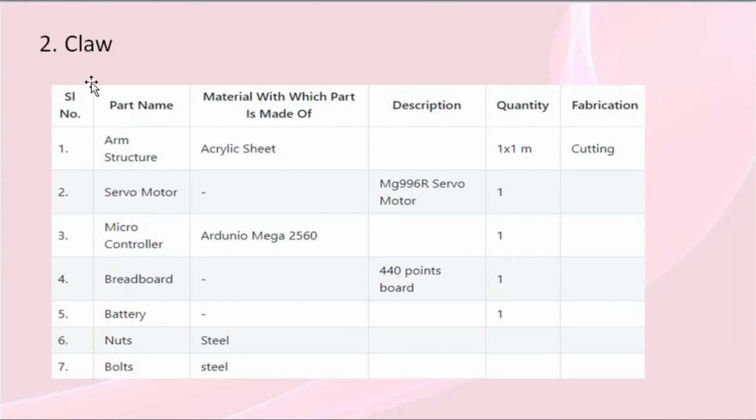Bill of materials for the claw. Parts are arm structure, servo motor, microcontroller, breadboard, battery, nuts, and bolts. The arm structure is made up of acrylic sheet. The servo motor we used is the MG996R servo motor. The microcontroller is Arduino Mega 2560. And the nuts and bolts we used are steel nuts and bolts.